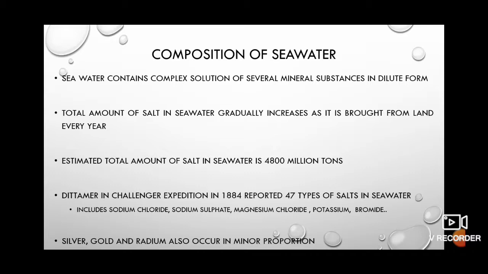Among these, some of the important ones we all know: sodium chloride, or as we simply call it, common salt. Besides, we can see sodium sulfate, magnesium chloride, potassium bromide and many more. Besides these salts, we can also find traces of silver, gold and radium in minute proportions in our seawater. Generally, this proportion or composition always varies from one place to another.